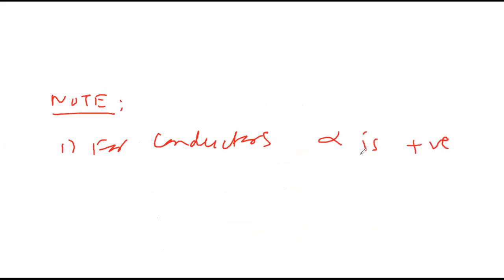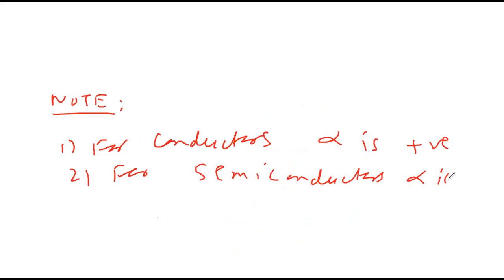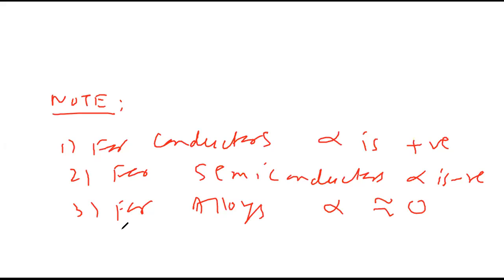Note, write down: for conductors alpha is positive. For semiconductors alpha is negative. For alloys alpha is approximately 0. That means there is no change in the value of resistance by changing the temperature.